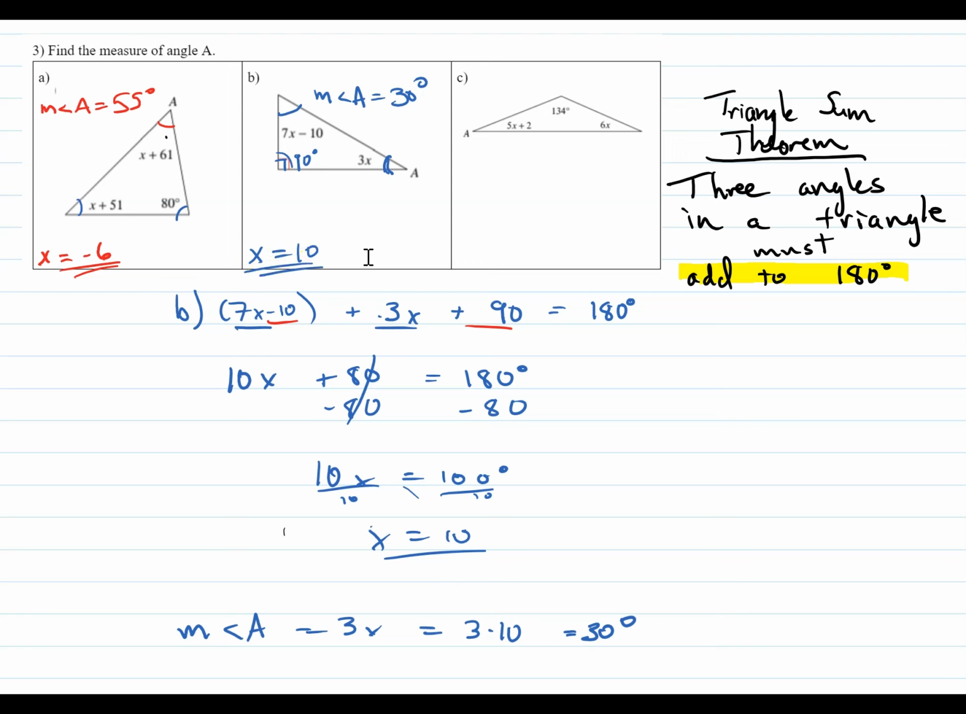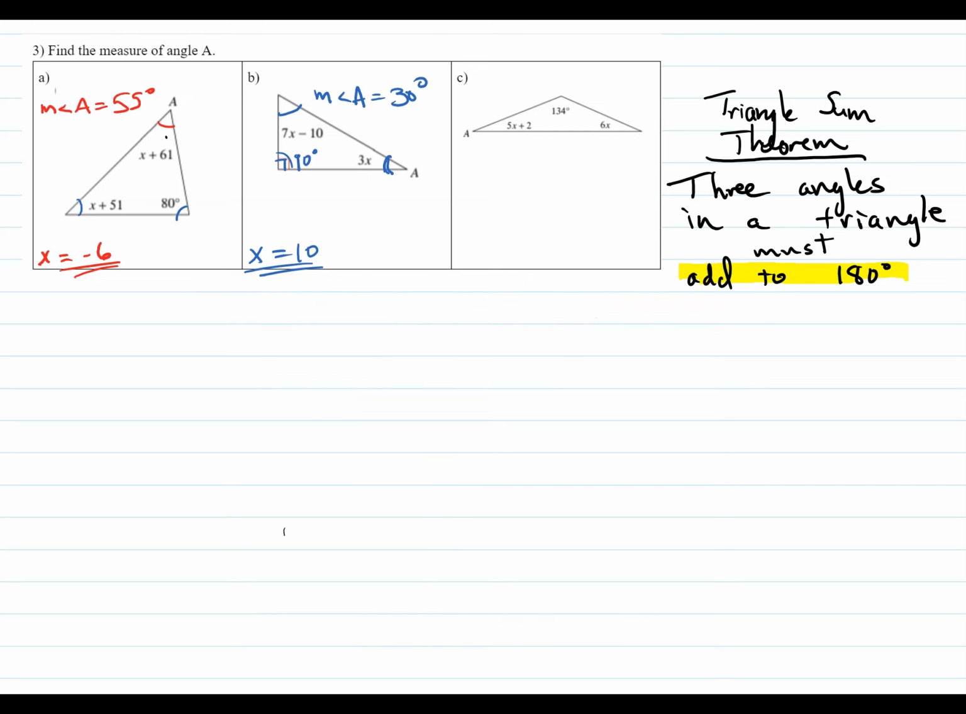Last one is C for problem 3. The triangle has 3 angles here: a 134 degree angle, a 5x plus 2 degree angle, and a 6x degree angle. So if we add these 3 together, 5x plus 2 plus 134 plus 6x, those three angles should add to 180.